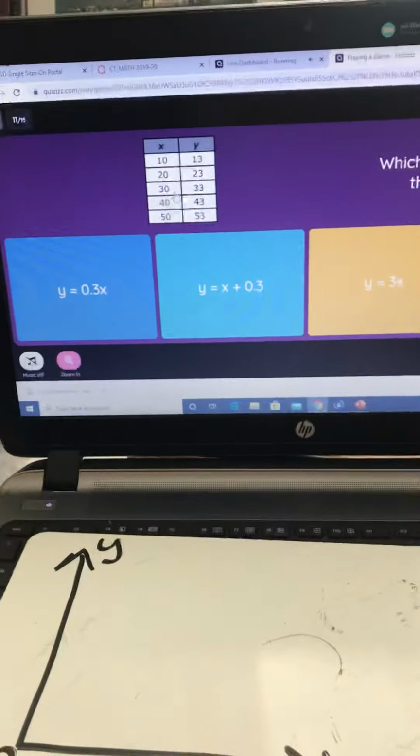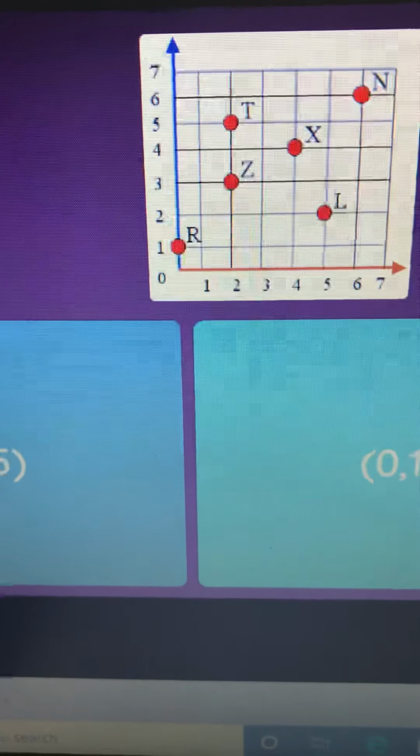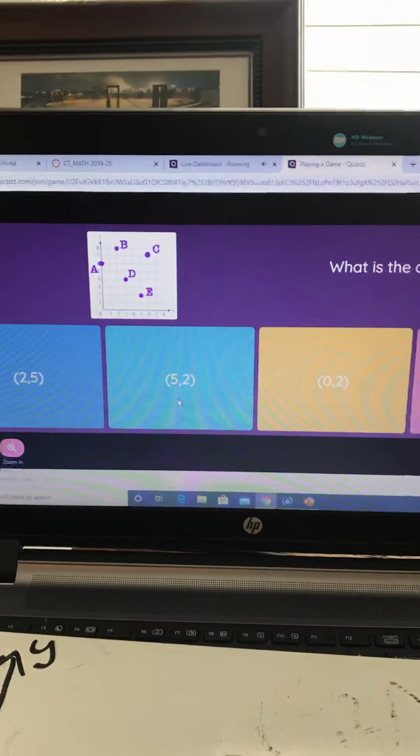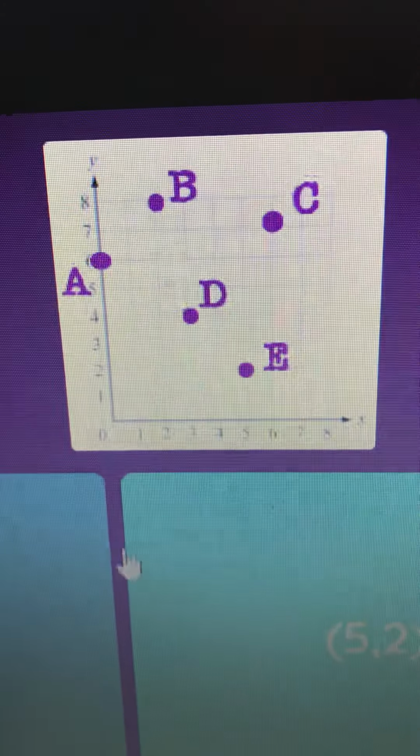What is the coordinate for r? Well, for r I don't go over any, so 0 is my first coordinate, and then I went up 1. So 0, 1 for r. What is the ordered pair for e? Remember, always go across first. Along my x, I've hit 5, and I see e, and then I went up 2. So 5, 2 is my ordered pair.